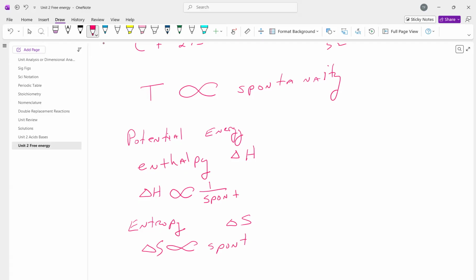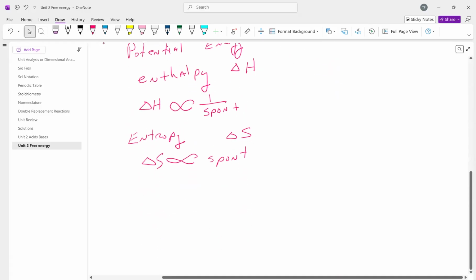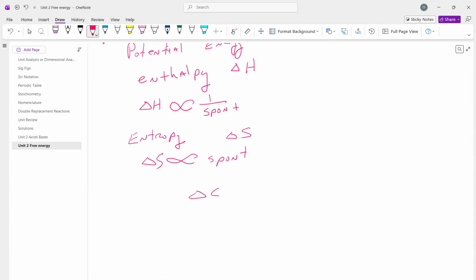Okay, so mathematically, this is what these look like. We're looking at delta G, Gibbs free energy, which is equal to delta H minus the temperature times the entropy. Now, delta G is inversely related to spontaneity.